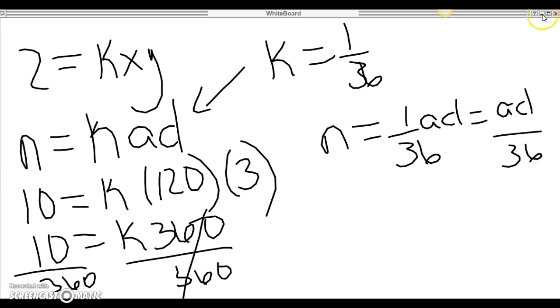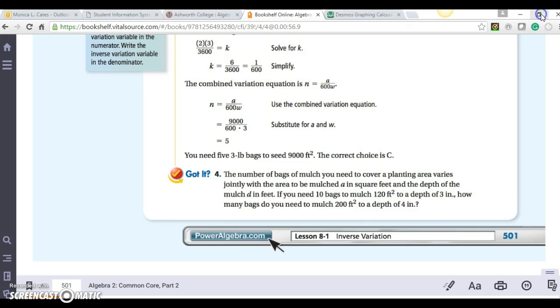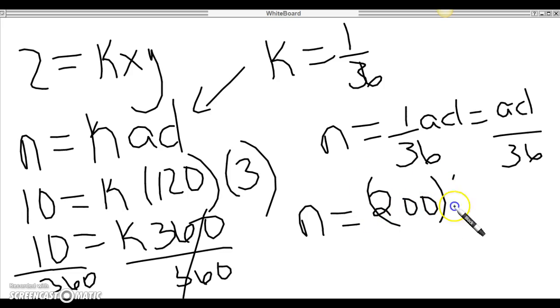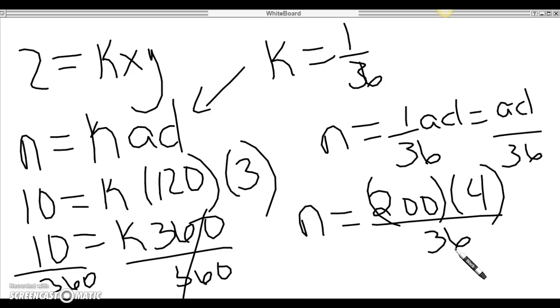So now I can find the second part of the problem. It says, how many bags do you need to mulch 200 feet squared to a depth of 4 inches? So I want to know how many bags do I need if I have 200 area to a depth of 4 inches. And I'm going to divide by 36. When I do that, I get 22.2.